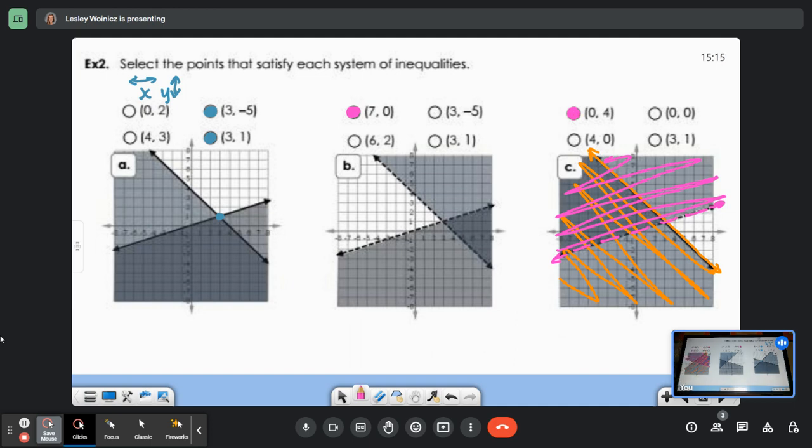All right, what about the point (0, 0)? No, it's in the orange area, but is it shaded pink? Because it's on the pink dashed boundary, right? So not (0, 0). What about (4, 0)?